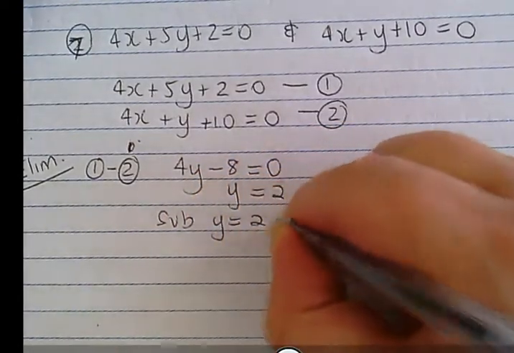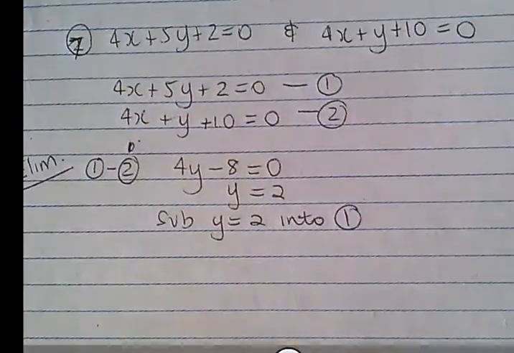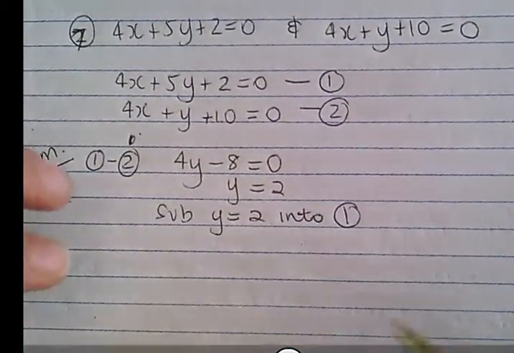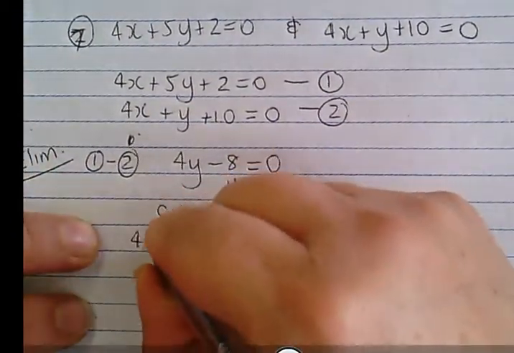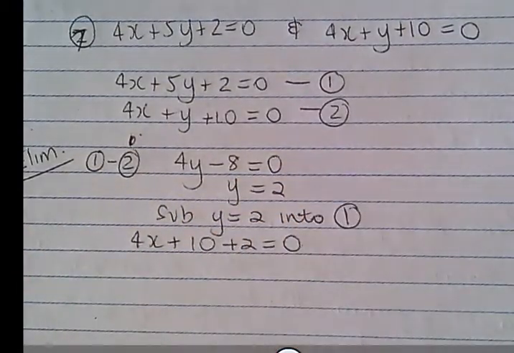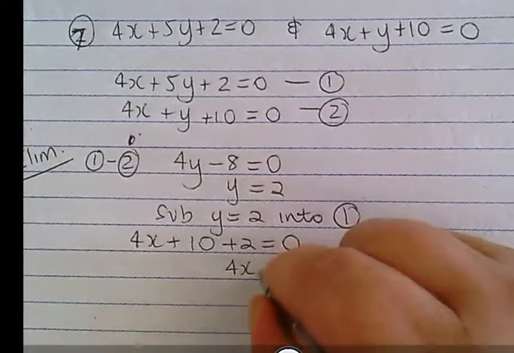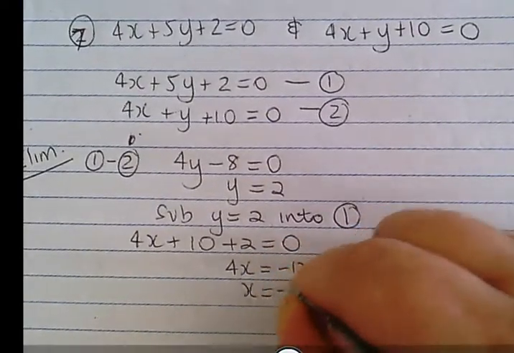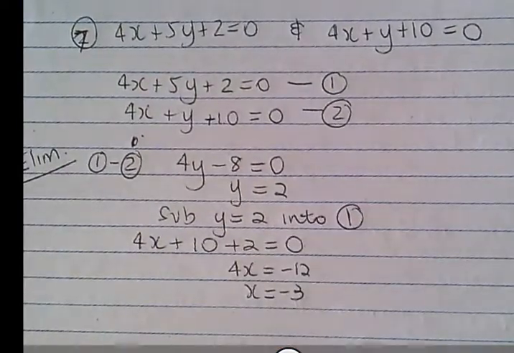Sub y into, it doesn't matter which one, into 1. This one's easy. 4x plus 5 times 2 is 10, plus 2 is 0. 4x is negative 12, x is negative 3. That's the elimination method if either of the x's are the same or either of the y's are the same.